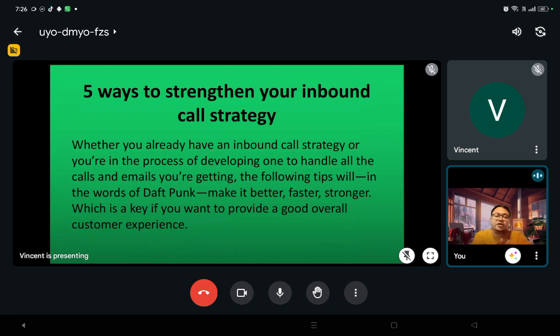All right. Now we have five ways to strengthen your inbound call strategy. Whether you already have an inbound call strategy or you're in the process of developing one to handle all the calls and emails we're getting, the following tips will, in the words of Daft Punk, make it better, faster, stronger, which is key if you want to provide a good overall customer experience.